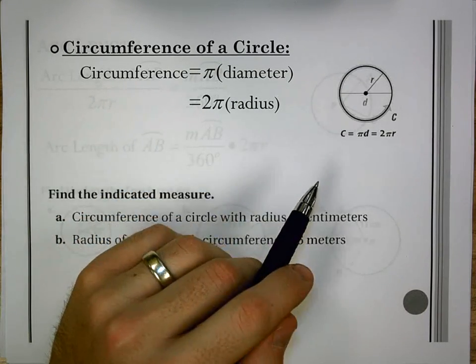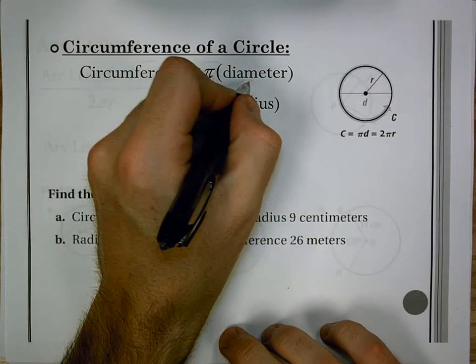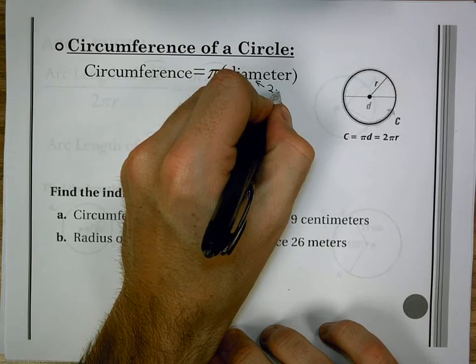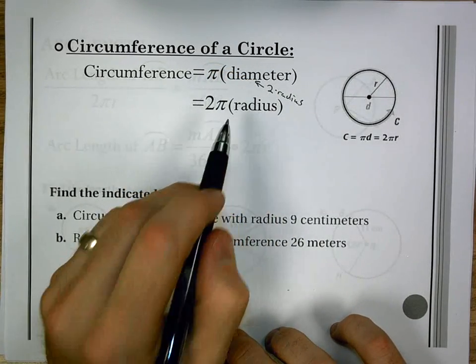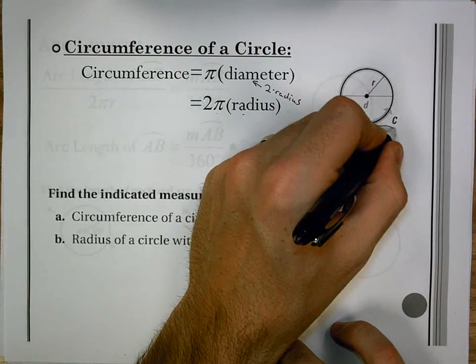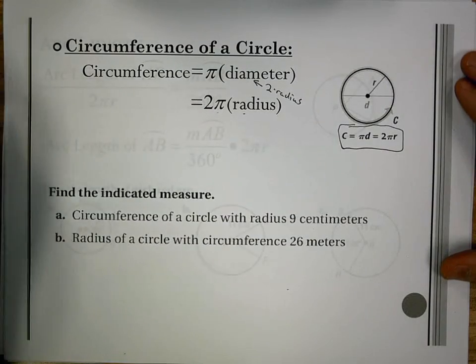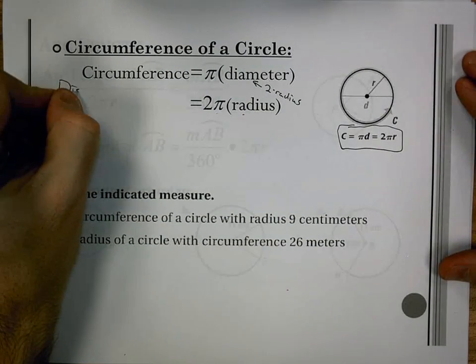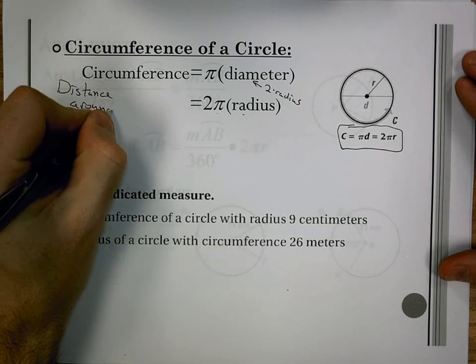These both give us the same thing, but they're different because we know that the diameter is in fact 2 times the radius, so we can rearrange it and write it in either case. Typically, we'll see it written as 2 pi times the radius, and we actually have them written right there. Now, circumference represents the distance around the circle.